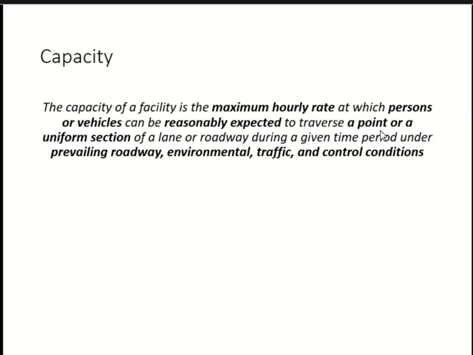So what are the things which affect capacity? They have mentioned four things in the last line. I'll give you an example for each one of them. Prevailing roadway, the design of the roadway affects capacity. Very easy, right? Very obvious. One road has two lanes, another one has three lanes. Which one will have more capacity? Three lanes, right? Why? Because of the road design, right?